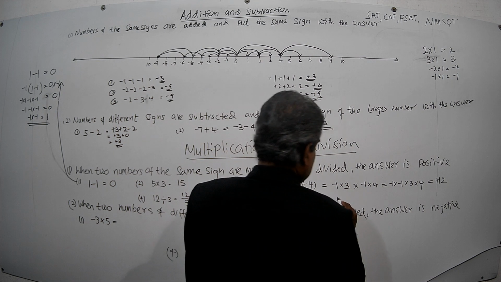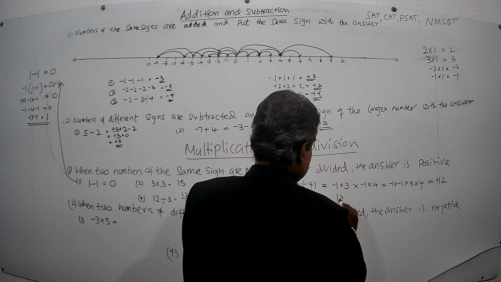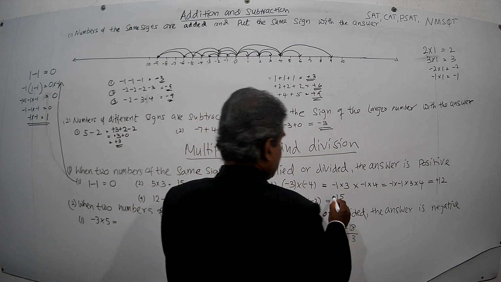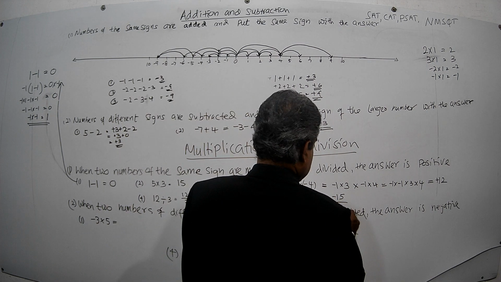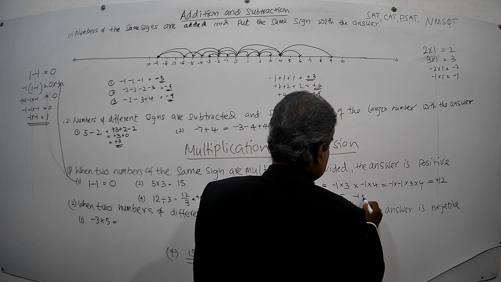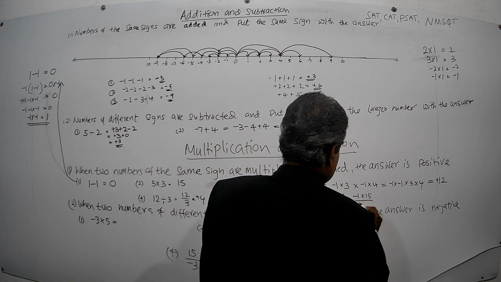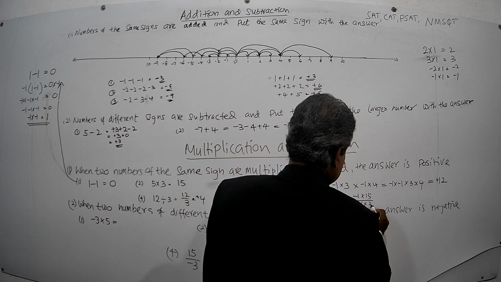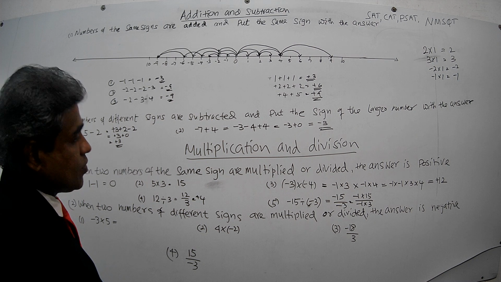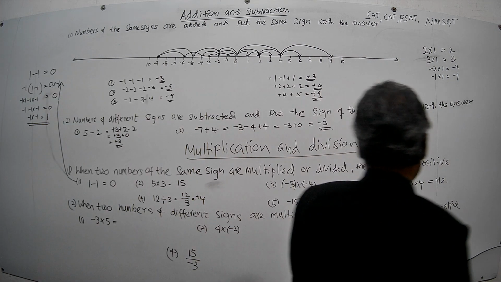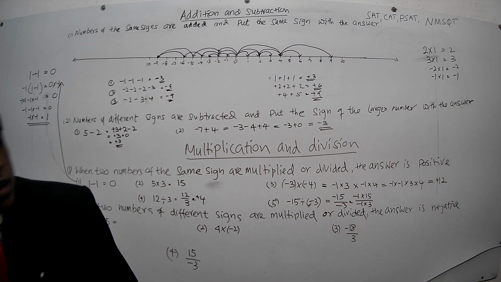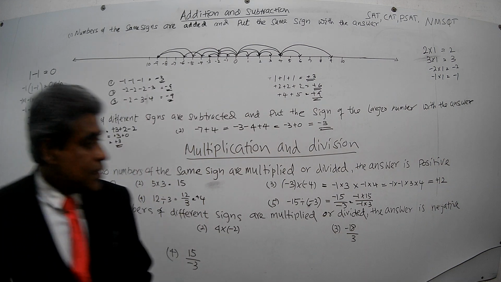Then we can write this like this. Negative 15 over negative 3. This also can be written as negative 1 into 15 over negative 1 into 3. Like this you can write. Then again the same case. You write it like this.